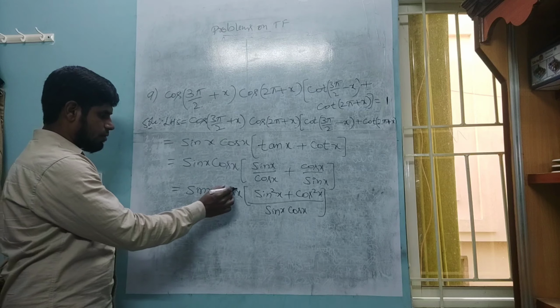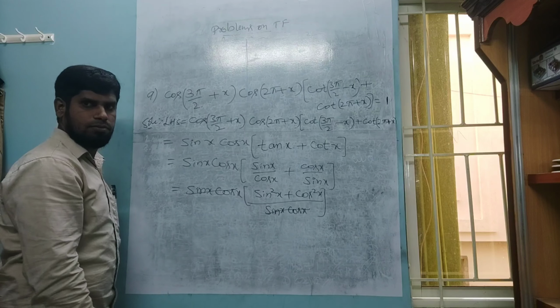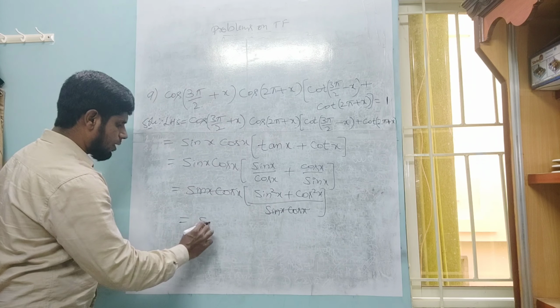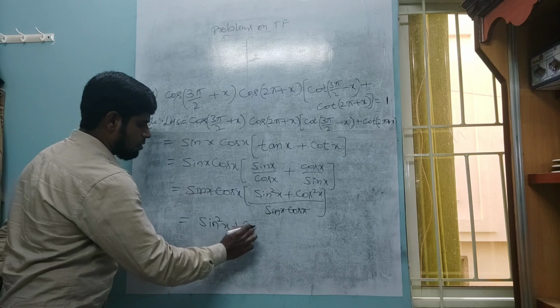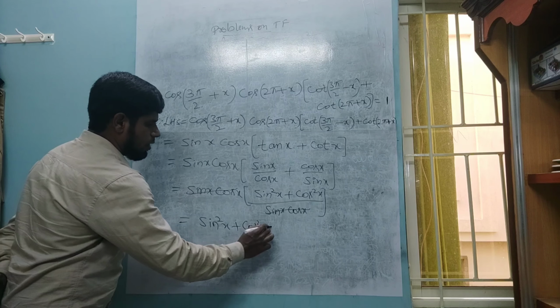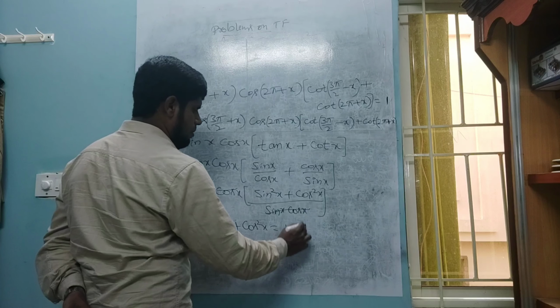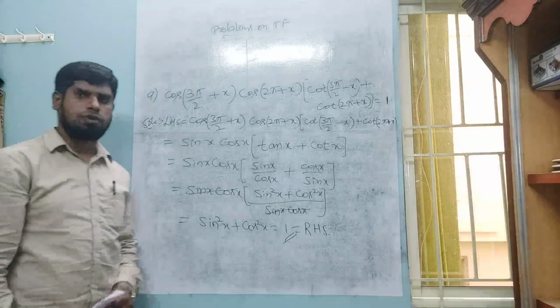Now student, sin x cos x in numerator and sin x cos x in denominator both get cancelled. After cancellation, the left out part is sin²x plus cos²x. The answer is 1. This is our RHS. Sin²θ plus cos²θ is 1.